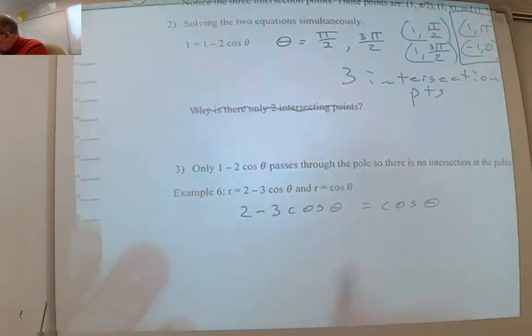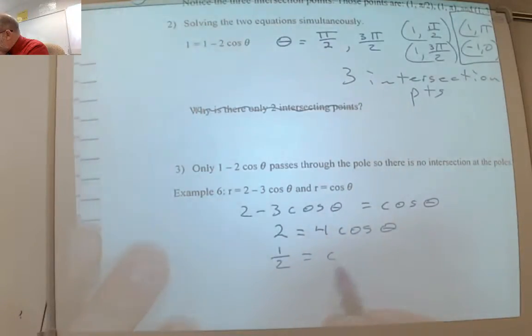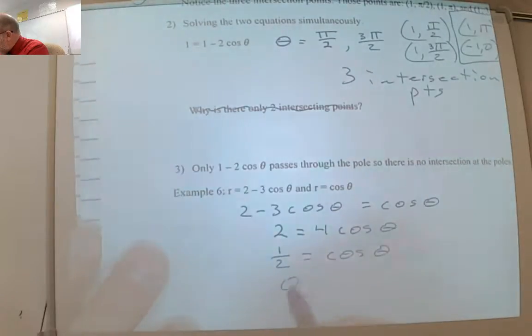Okay, and then you get the left side equal to 0, or I guess you could do the right side, either way. So that would be 2 equals 4 cosine. And then you divide by 4. And then theta equals the inverse cosine of 1/2.